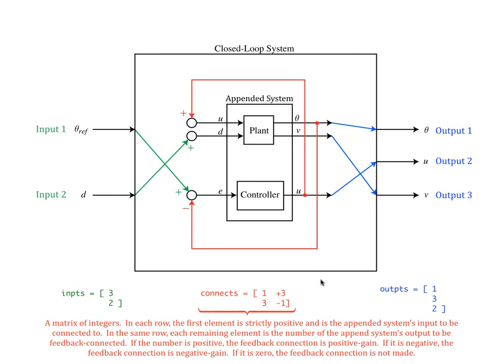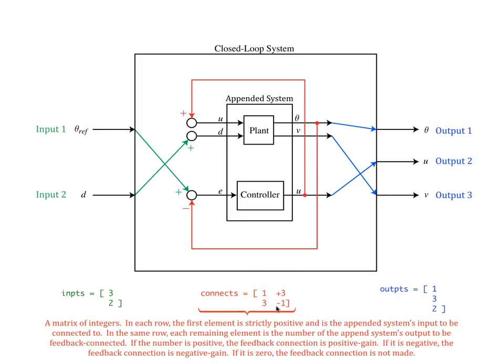A paragraph or two to make all this explicit. This connects matrix needs to be a matrix of integers. In each row, the first element is strictly positive and is the appended system's input to be connected to. In the same row, each remaining element is the number of the appended system's output to be feedback connected. If the number is positive, the feedback connection is positive gain. If it is negative, the feedback connection is negative gain. If it is 0, the feedback connection is not made. And I show here that in our case, the connects matrix is 2 by 2.